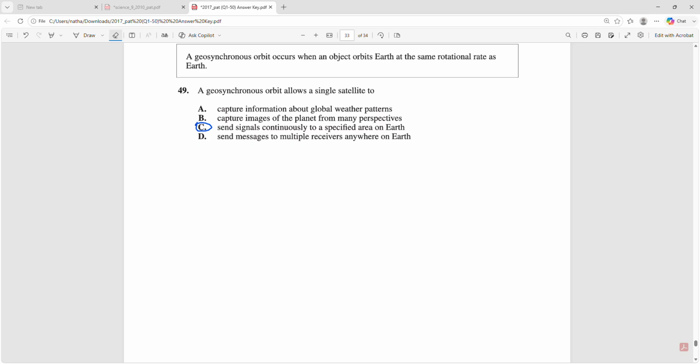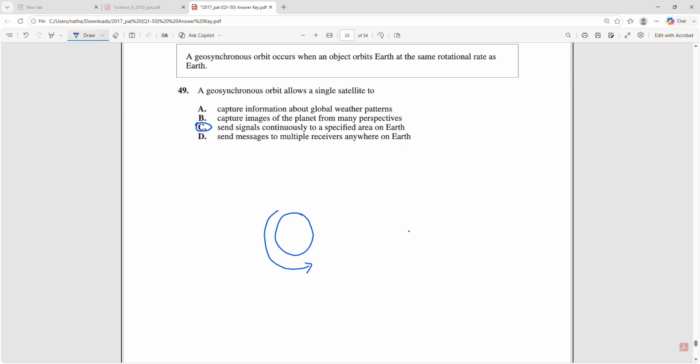So, second last question. A geosynchronous orbit occurs when an object orbits Earth at the same rotational rate as the Earth. So think about it. Here's the Earth, and it rotates around at a certain speed, at a certain velocity, right? Okay, this is the Earth. There we go, America. North Pole. You got the idea. There's Earth. It's spinning around. So pretend we're looking down at it from the top pole. We're just looking at it spinning from above.